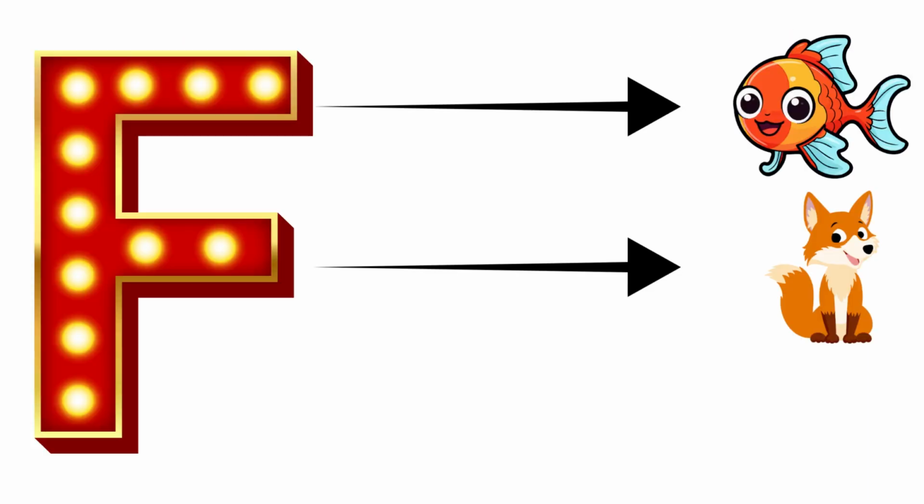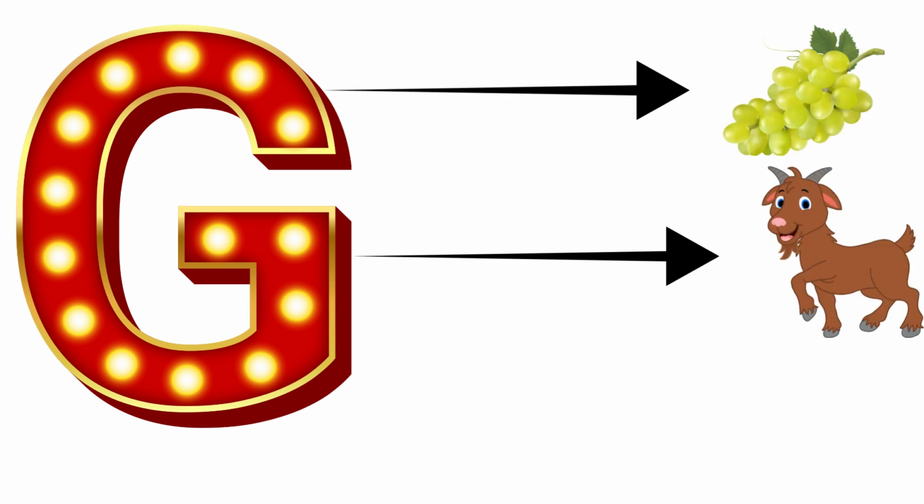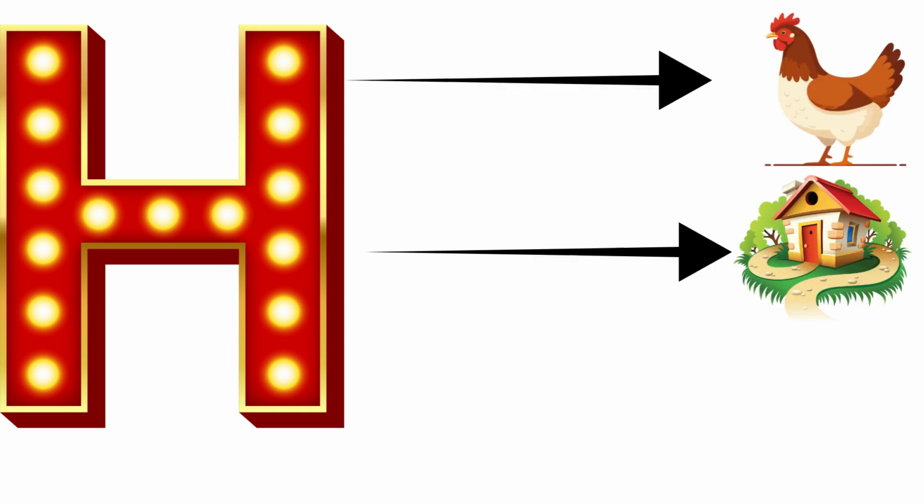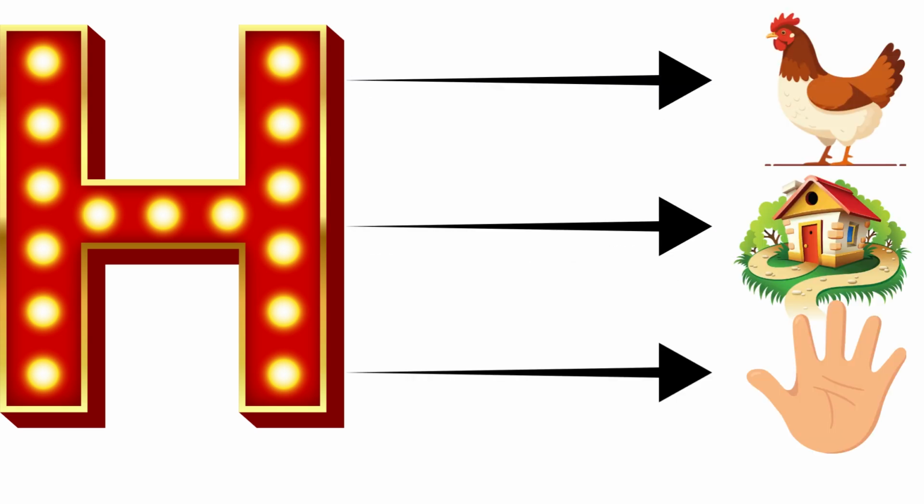F for fox. F for frog. G. G for grapes. G for goat. G for gate. H. H for hen. H for house. H for hand.